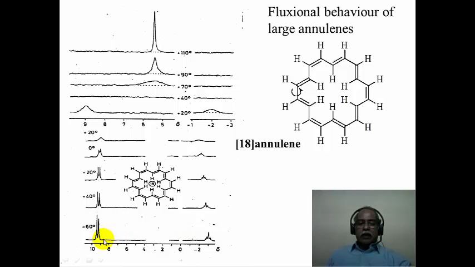So one has to take a statistical average of these two, not the arithmetical average. A statistical average of these two chemical shift values gives the chemical shift value of the averaged out signal, which is this particular signal.